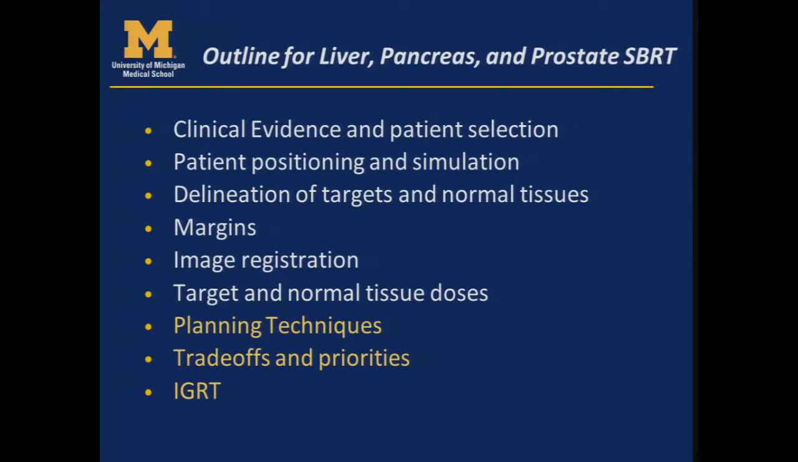So we're going to be talking about liver, pancreas, and prostate SBRT in this section. We're going to divide it up into this outline for each of the different sites. First, I'll go into clinical evidence and patient selection for each site, patient positioning and simulation, delineation of targets and normal tissues, margin considerations, image registration, and then target and normal tissue doses.